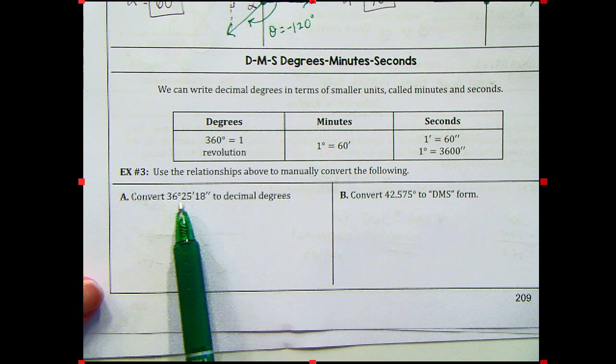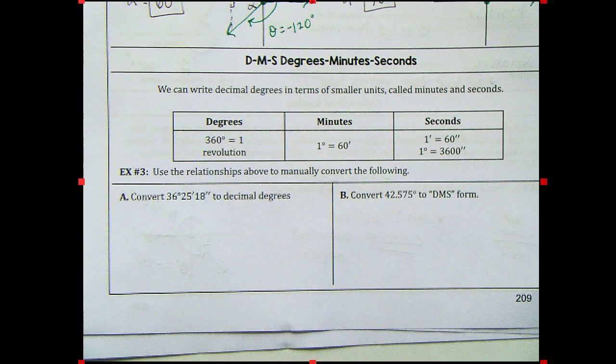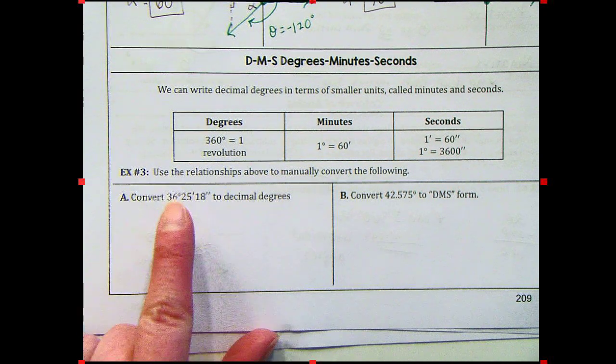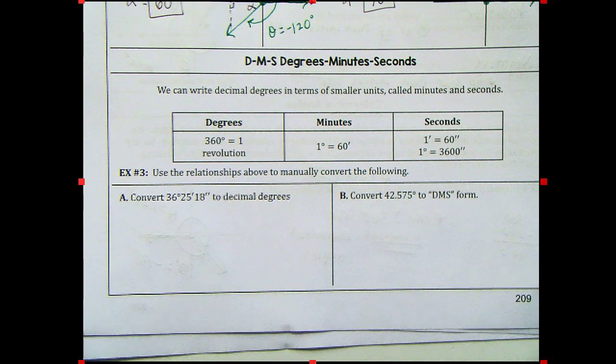So if you ever look at a map, you're going to see it as degrees, minutes, seconds. If you look at the deed to your house, degrees, minutes, seconds. That's why a lot of people have to pay surveyors to come out and map out their property lines, because they don't know how to change this to decimal degrees so they can figure stuff out on their own.